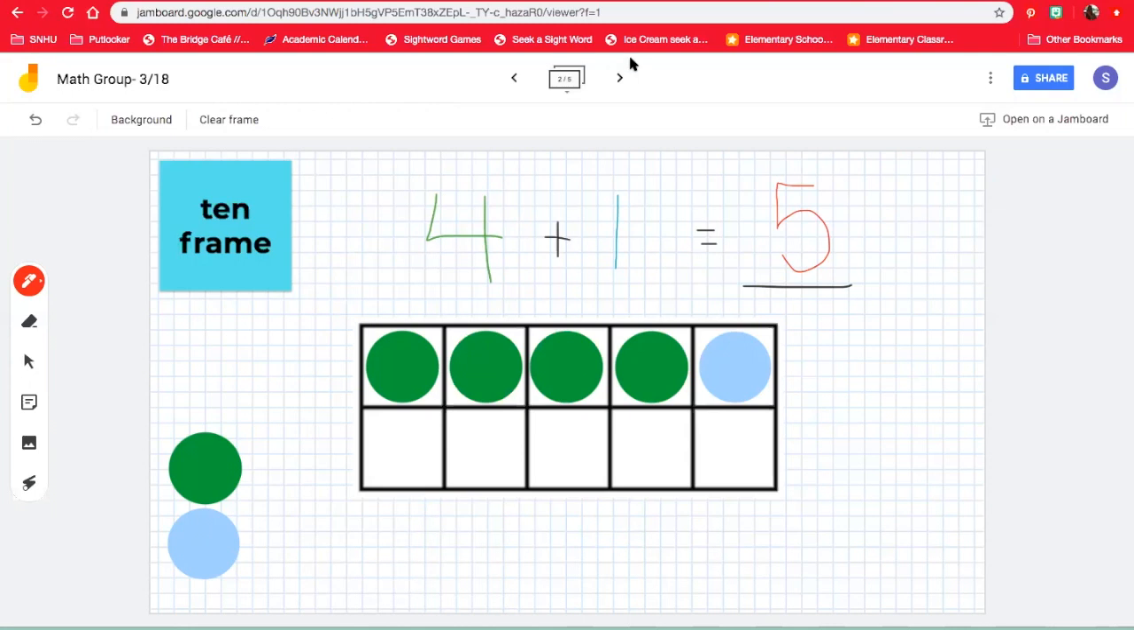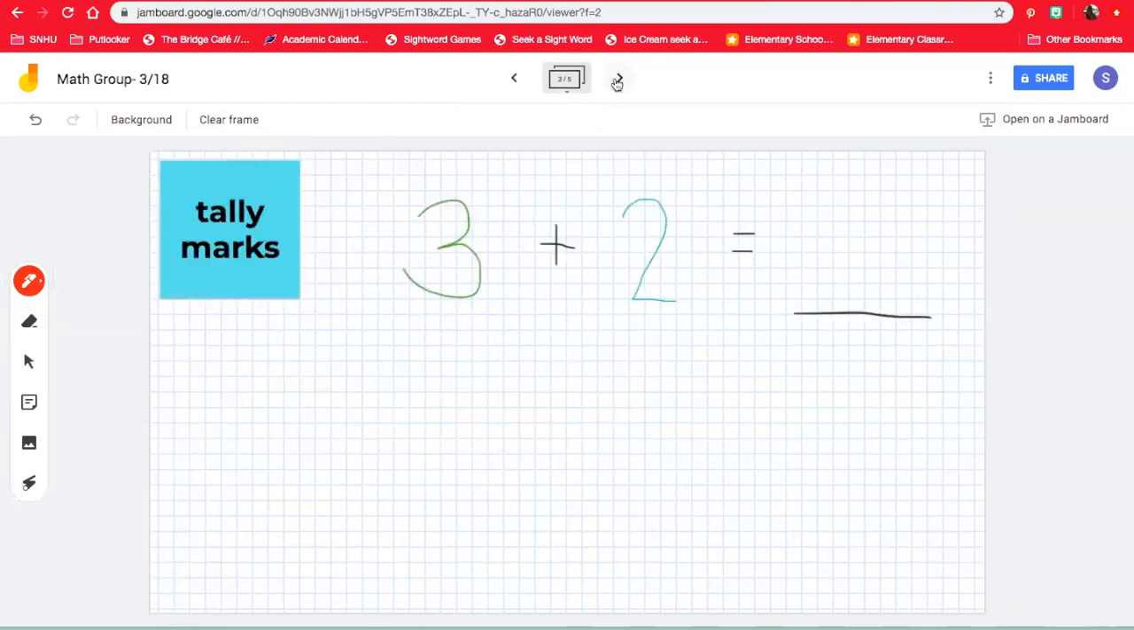I need your help in checking what our next tool we can use is. Ooh, tally marks. I wonder what those are. Let's look at our number sentence. We have 3 plus 2 equals blank. I wonder what the answer is. Tally marks, let's draw them. How many green tallies do we need? 3. You're right. Count with me as I draw them.